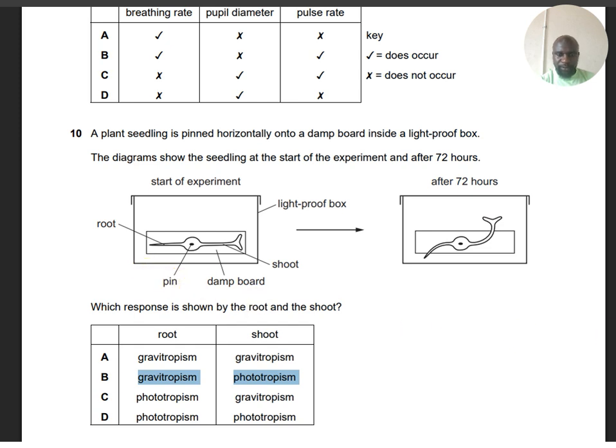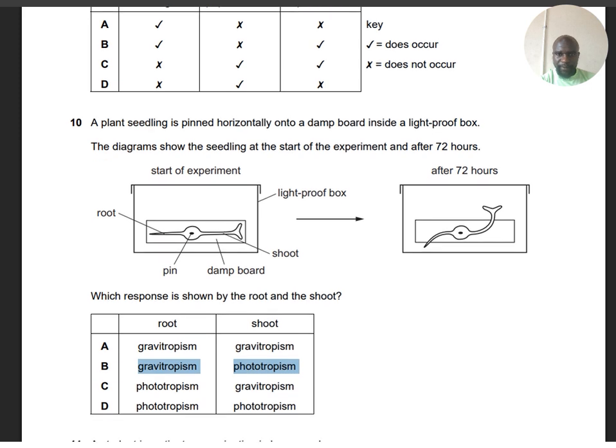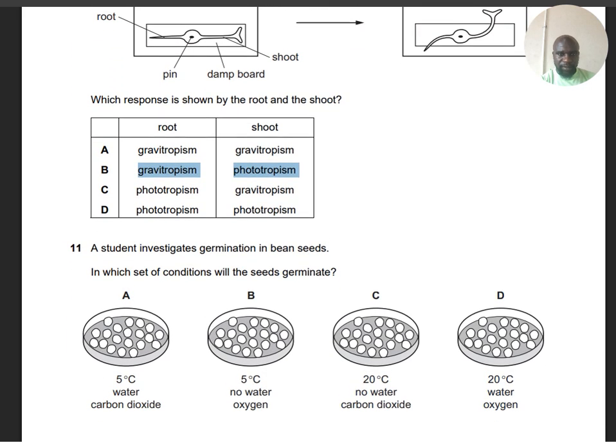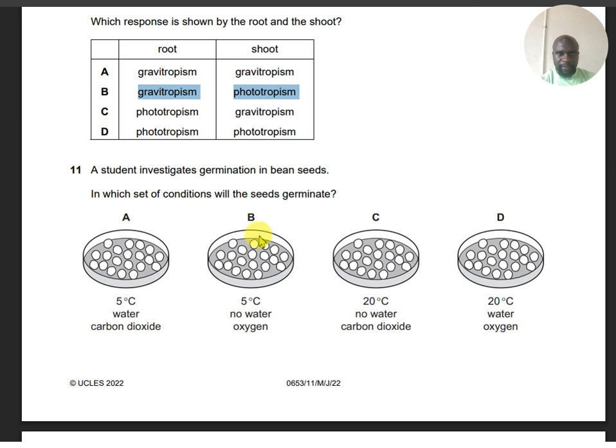Right. Moving on to question number 11. A student investigates germination in a bean seed. In which set of conditions will the seeds germinate? Germinating seeds need oxygen, they need warmth, they need what? Moisture. So let us check the conditions.